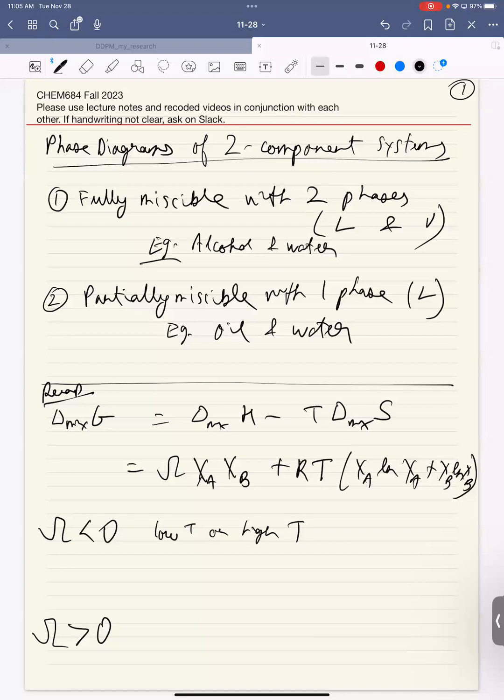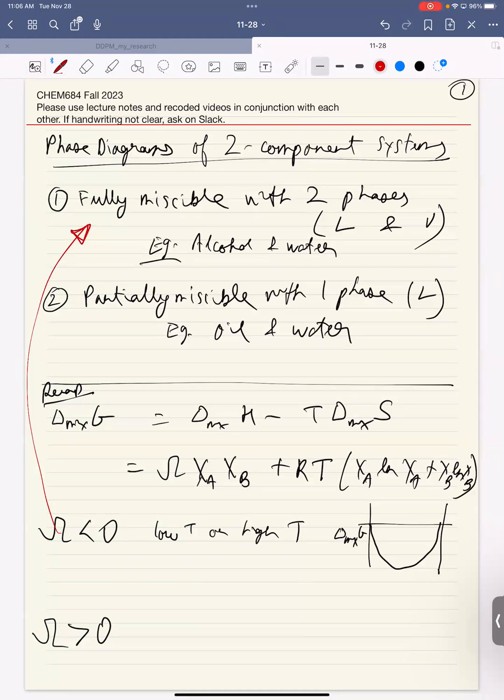So if omega is less than 0, the free energy of mixing always looks like this, right? At any temperature, low temperature or high temperature. So if the regular solution parameter is negative, things mix perfectly. So this setup, omega less than 0, is a good setup to describe our fully mixable liquids, okay?